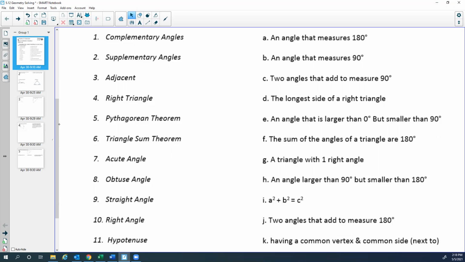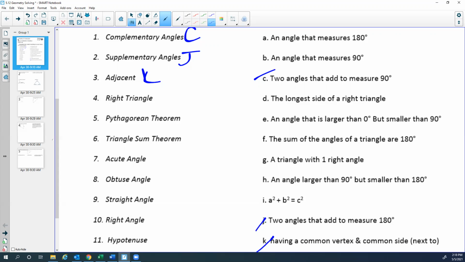All right, so let's go ahead on down the line. Complementary angles are going to be C, two angles that add to the measure of 90 degrees. Number two, supplementary angles are going to be J, two angles that add to measure 180. Adjacent is going to be K. It's having a common vertex and a common side. In other words, next to.